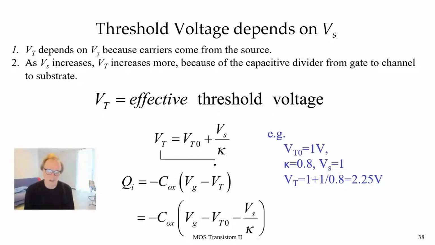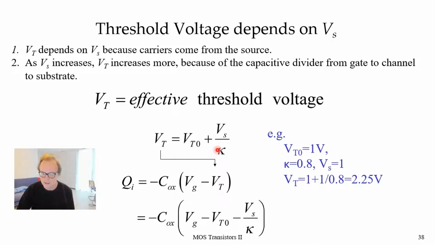Now, let's talk about something which is a little bit tricky, which is how the threshold voltage depends on the source voltage. Actually, the threshold voltage depends on the source voltage because carriers come from the source in the transistor. So as the source voltage increases, the threshold voltage increases even more because of the capacitor divider from gate to channel to substrate. So we can define something called VT, which is the effective threshold voltage. The effective threshold voltage, VT, is the threshold voltage at a source voltage of 0 plus Vs over kappa. So this factor here, 1 over kappa, is bigger than 1, right?